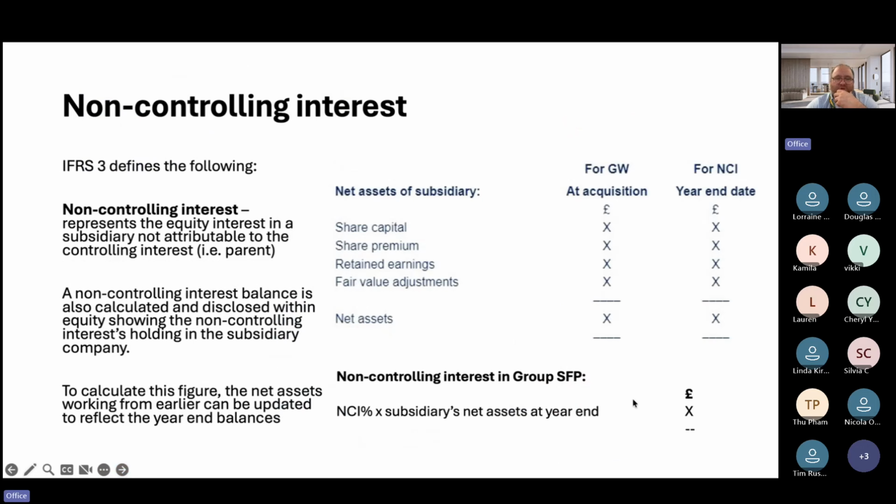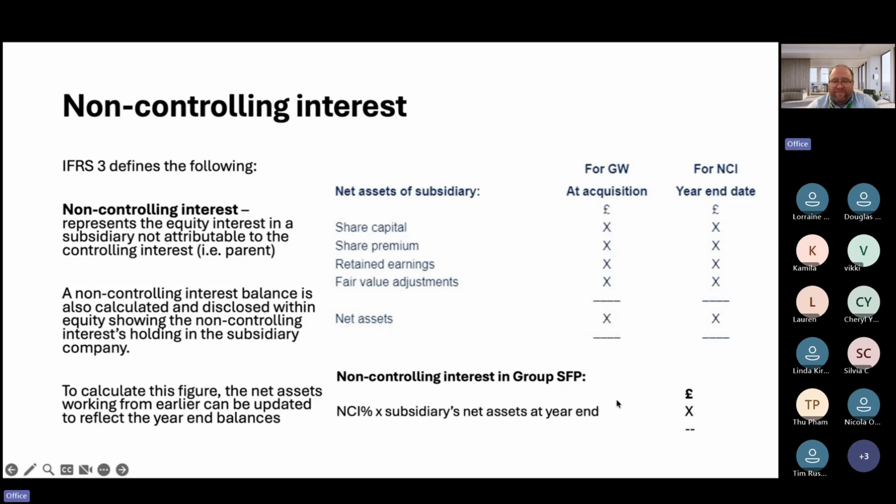So the next slide looks at the non-controlling interest in a little bit more detail. IFRS 3, which is around business combinations, defines non-controlling interest as being the equity interest in a subsidiary that's not attributable to the controlling interest. So it's not attributable to the parent. The non-controlling interest balance is calculated and disclosed within equity, showing the non-controlling interest holding within the subsidiary company.